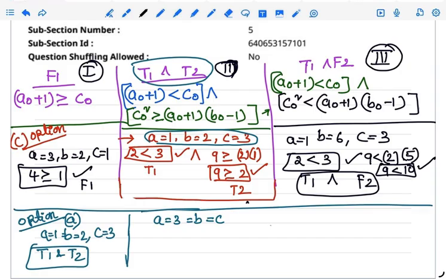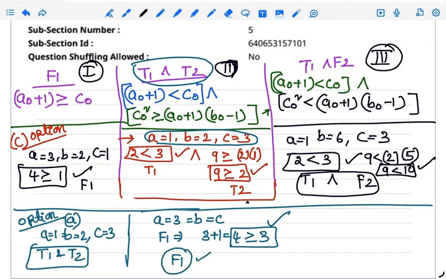The rest 2 are there. We will check for the F1 condition. F1 is A0 plus 1, 3 plus 1, that is equal to 4, greater than or equal to 3. This one is true, right? F1 is satisfied. So next this one is left.